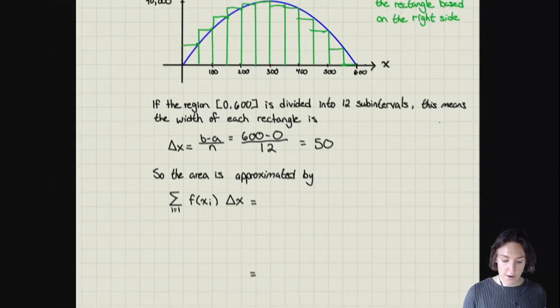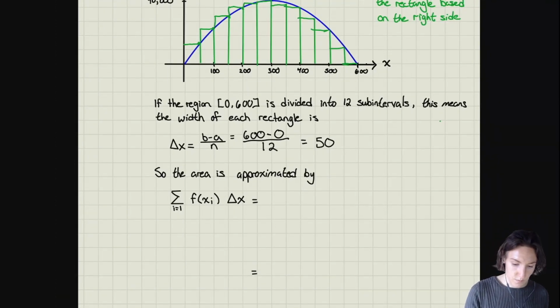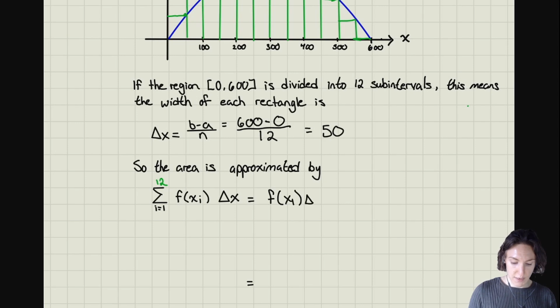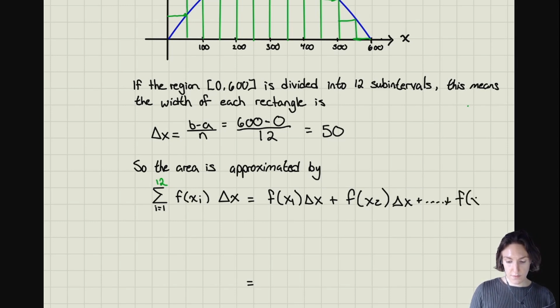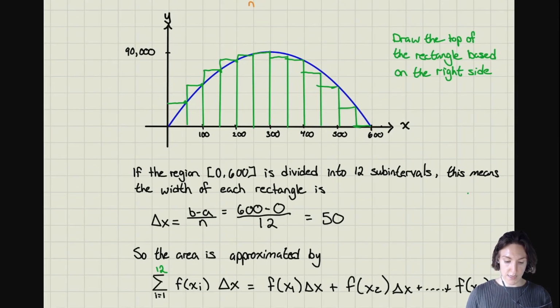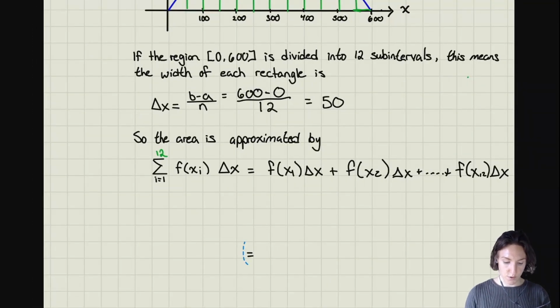And then the area, to approximate it, I'm going to go from 1 rectangle to 12 rectangles. And then I'm going to have f of x1 times my delta x, f of x2 times my delta x, and I would have 12 of these. So f at x12 delta x, is that our starting point? Yep, because the right endpoint finishes there. Okay, so that's all good.